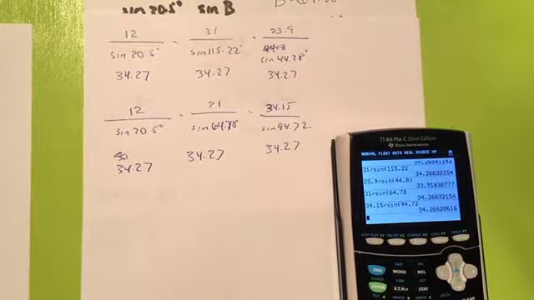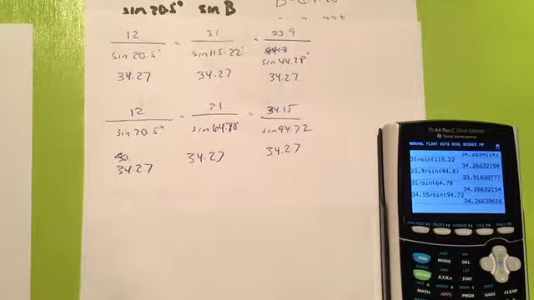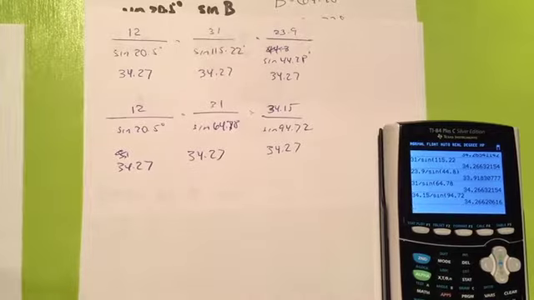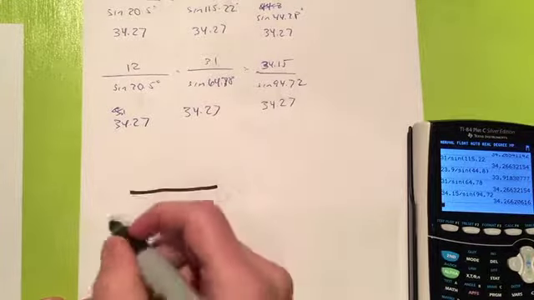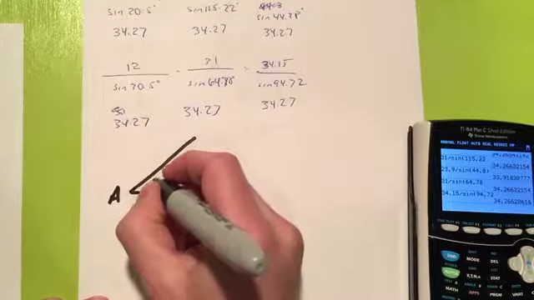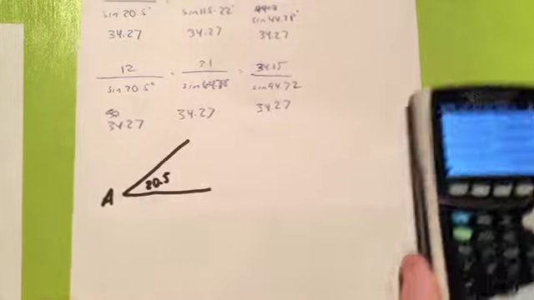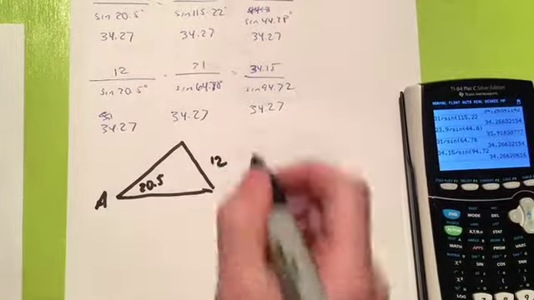So who's right? Turns out there are actually two different solutions here. If we look at the geometry behind this, we started off with angle A as 20.5 degrees and side A as 12 units.